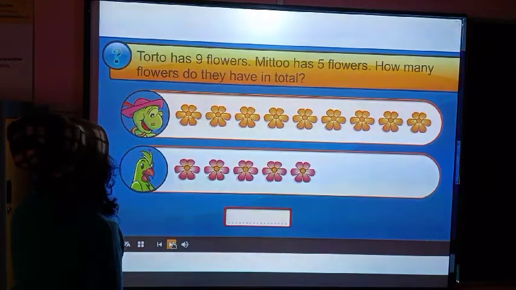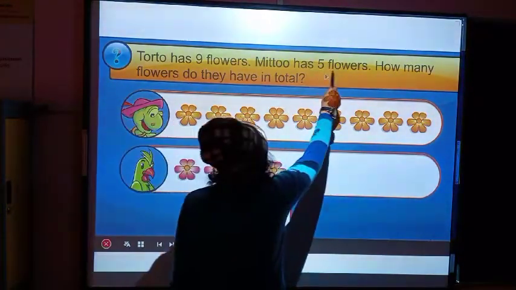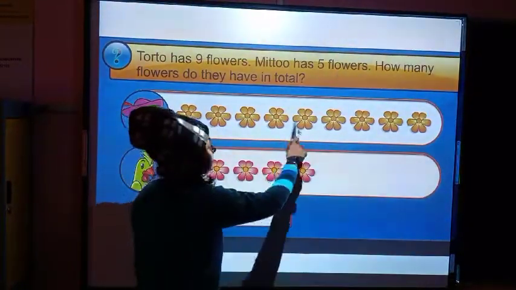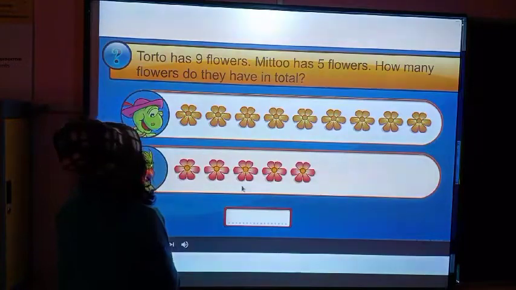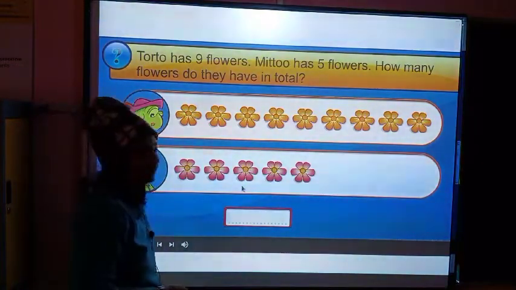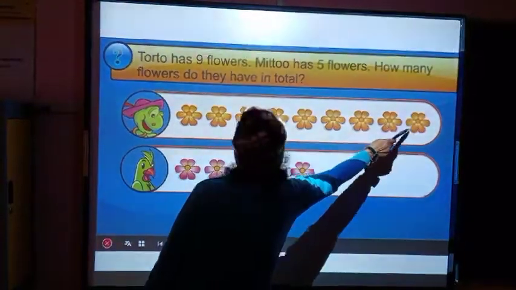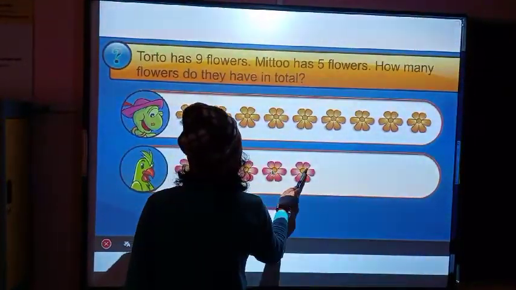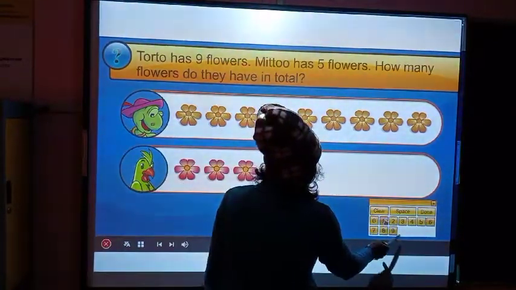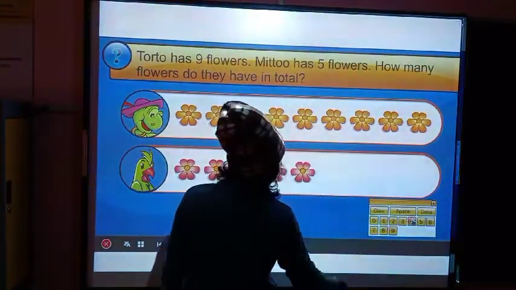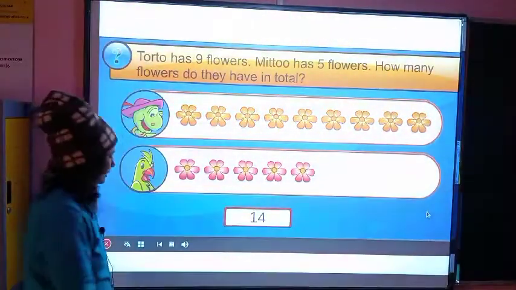Then Toto has 9 flowers and Mitu has 5 flowers. How many flowers do they have in total? So total 1, 2, 3, 4, 5, 6, 7, 8, 9, 10, 11, 12, 13 and this one is 14. The total is 14.